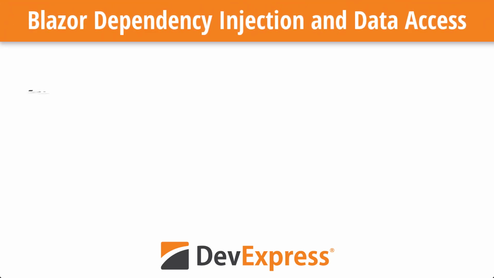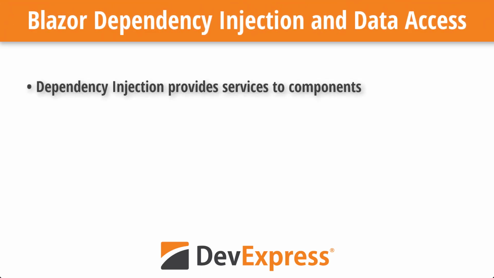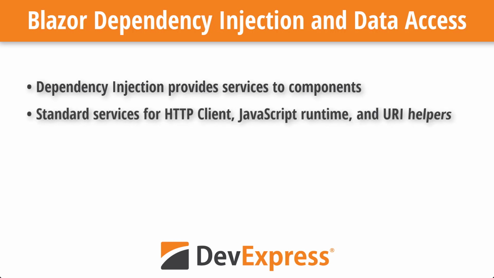Dependency injection in Blazor is a mechanism that makes application-wide services available to components. The standard services provided in a Blazor project demonstrate the concept, providing an HTTP client, an interface to the browser's JavaScript runtime, as well as URI helper functionality. You can add your own services and inject them into components as required.